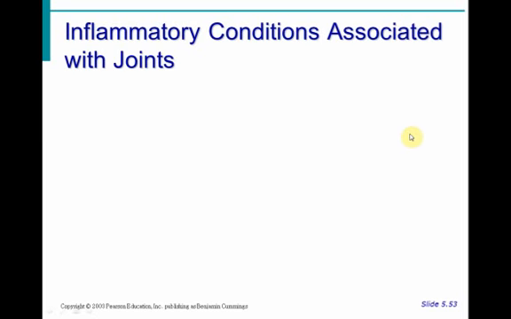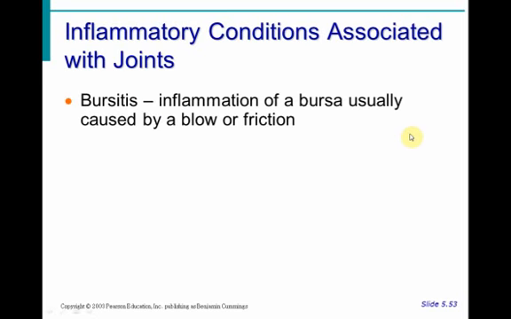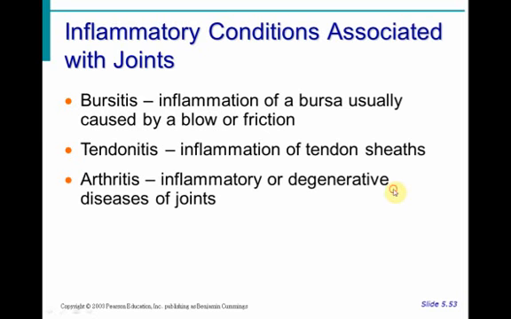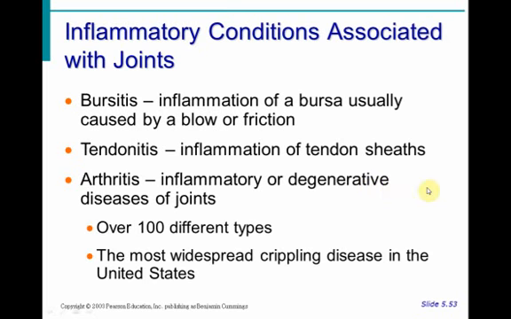Okay, let's look at some different conditions that are associated with joints. Problems: I've already mentioned bursitis. It's the inflammation of the bursa. It's usually caused by an impact type injury or friction and overuse. We have tendonitis, which is the inflammation of tendon sheaths; arthritis, which is the inflammation or degeneration of joints. This prefix arth means joint, and itis again means inflammation, so inflammation of the joints. There are lots of different types of arthritis, a couple of which we'll mention here in a second.